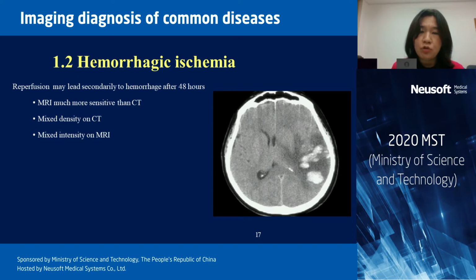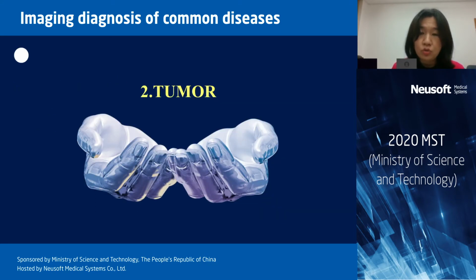1.2 Hemorrhagic ischemia. Reperfusion may lead to secondary hemorrhage after 48 hours, showing mixed density on CT or mixed intensity on MRI. The left temporal lobe shows mixed density on CT. 2. Tumor.